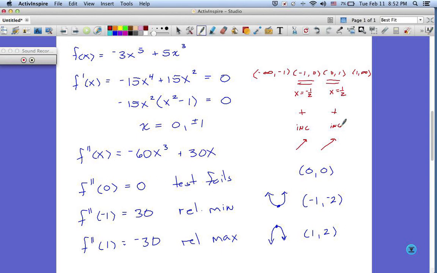So if it's increasing on both the left side and the right side, then 0, 0 is neither a relative minimum nor a relative maximum, even though it has a horizontal tangent line at this point. So it is not a relative extreme at all. It could be a situation like this. Come into 0, 0, and go back out. That is not a relative extreme, increasing going in, increasing coming out. So that's something that certainly could happen there.